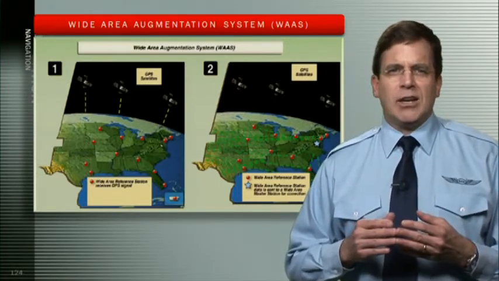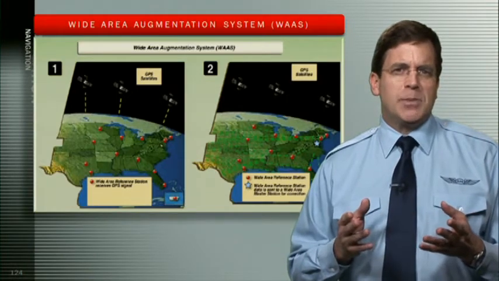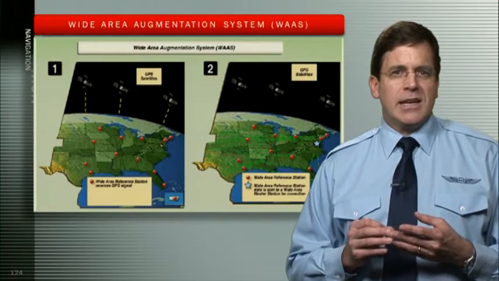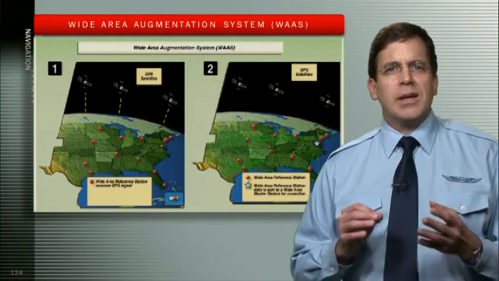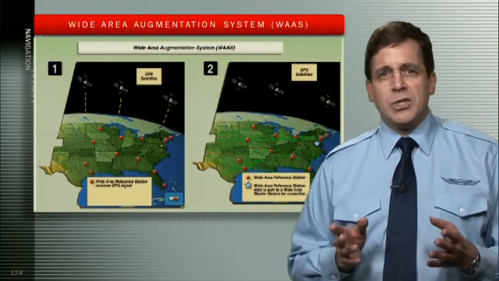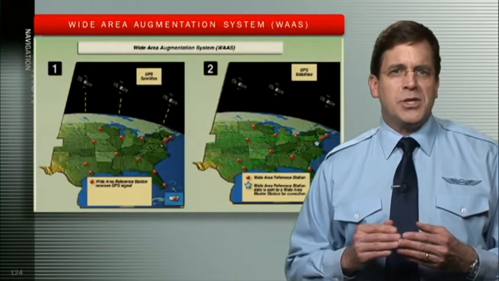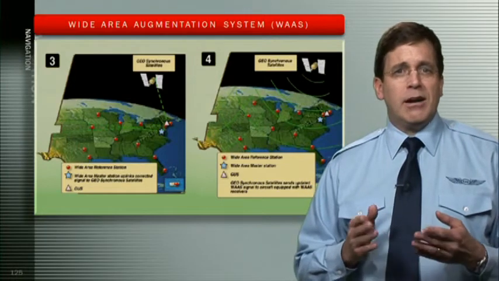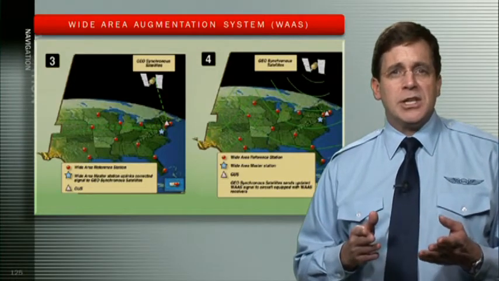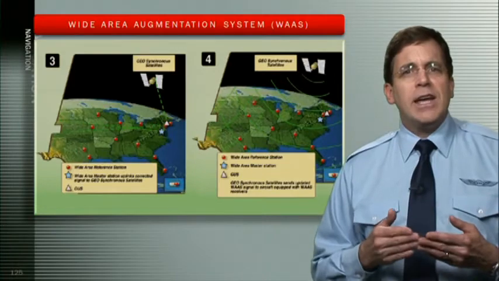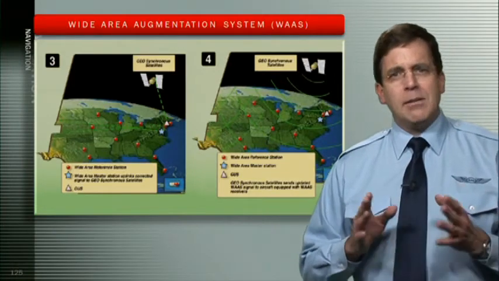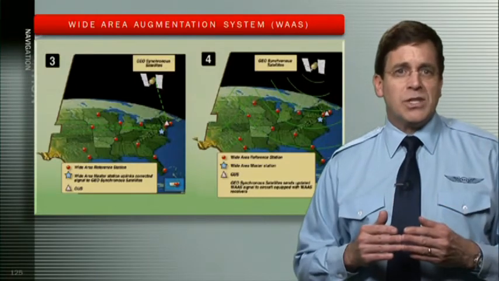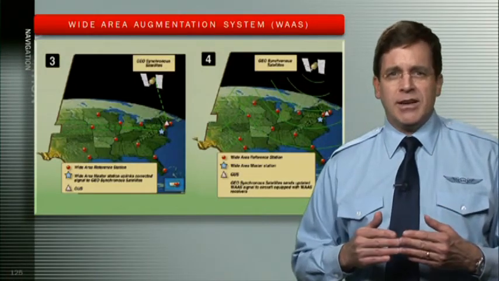Signals from the GPS satellites are monitored by these stations to determine satellite clock and ephemeris corrections. Each station in the network relays the data to a wide area master station where the correction information is computed. A correction message is prepared and uplinked to a geostationary satellite, a GEO, via a ground uplink, and then broadcast on the same frequency as GPS to WAAS receivers within the broadcast coverage area.